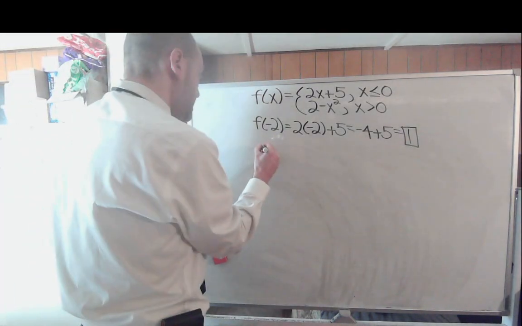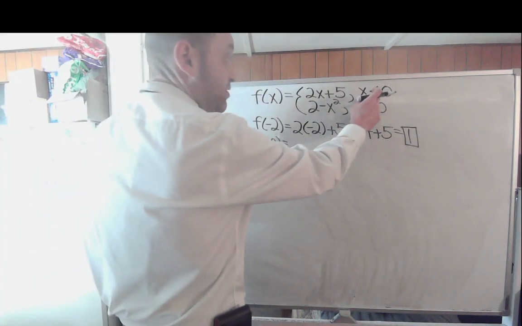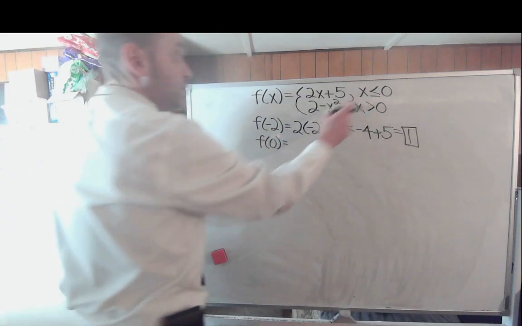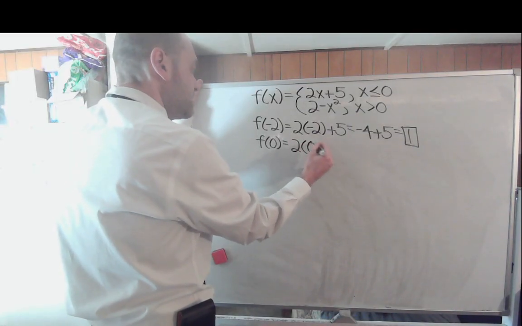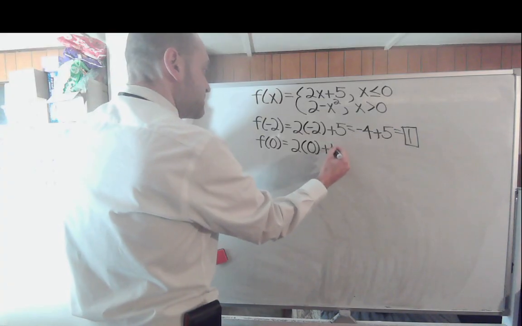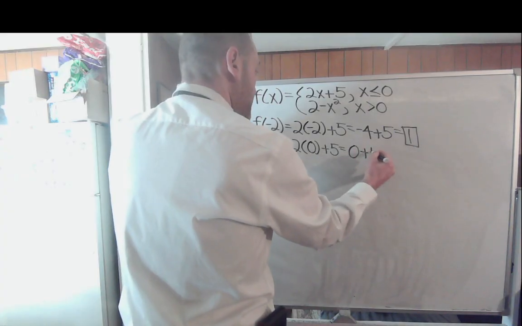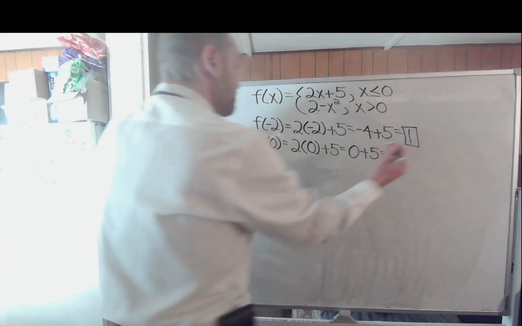If I put in f of 0, well, still, we have a provision for equal to 0. If x is less than or equal to 0, it'll behave like 2x plus 5. So this will be 2 times 0 plus 5, which would end up being 0 plus 5, which would be 5. So f of 0 would equal 5.